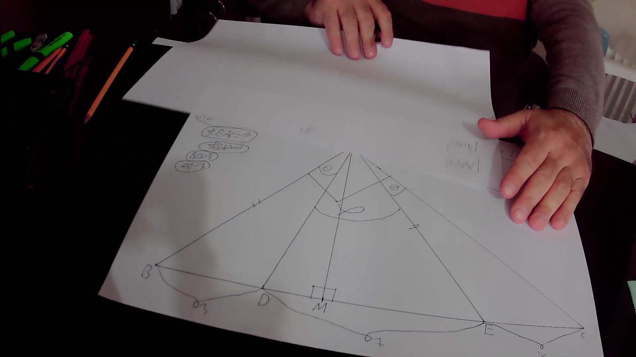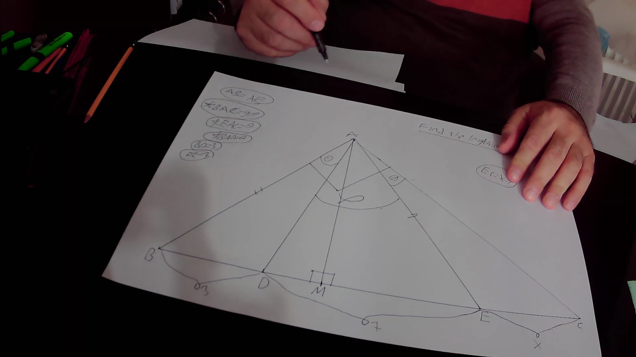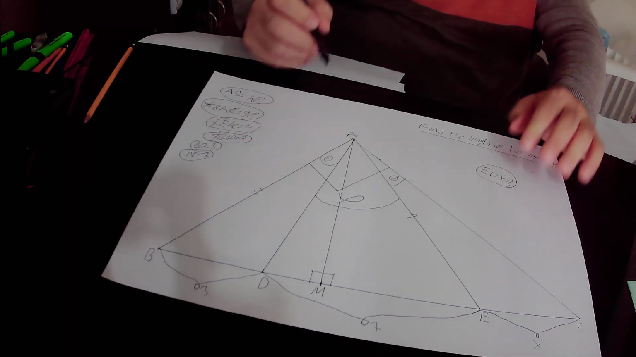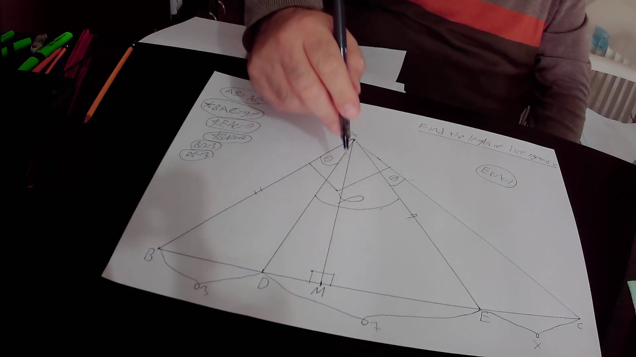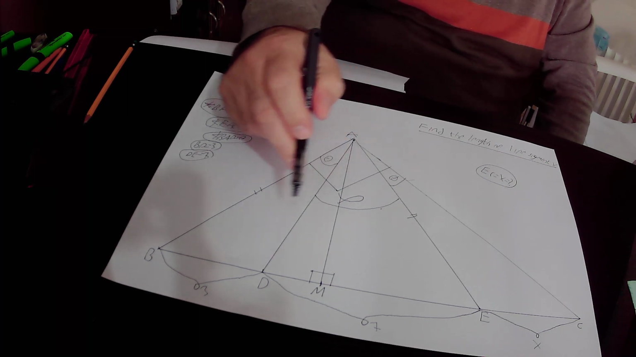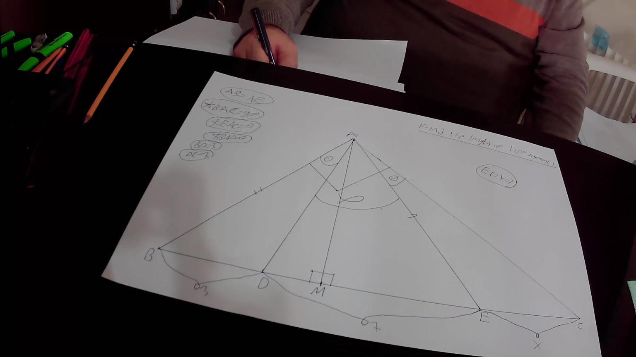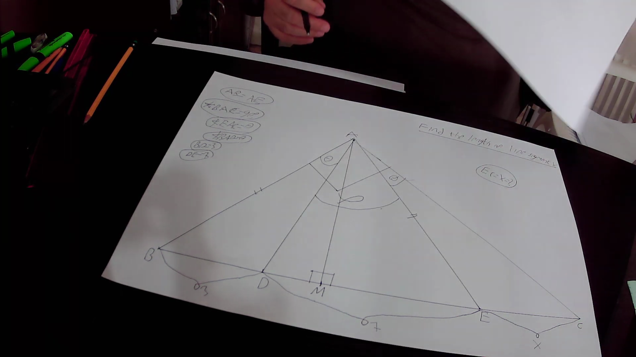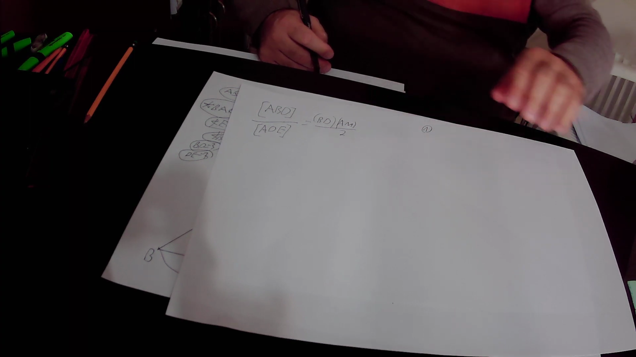So what is the area of triangle ABD? The area of triangle ABD will be equal to the base of the triangle, that is actually BD, times the height to the base. AM is the height to the base because it creates 90 degrees with the base BD. So it is AM, the height, over 2. I will repeat again. The area of triangle ABD equals the base BD times the height to the base, that is AM, over 2.